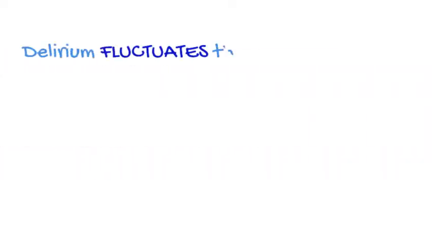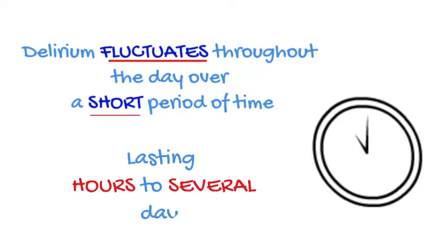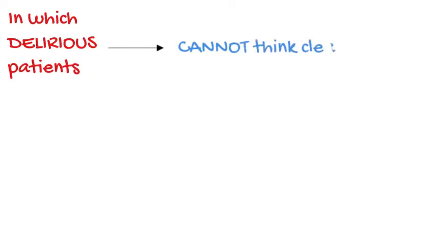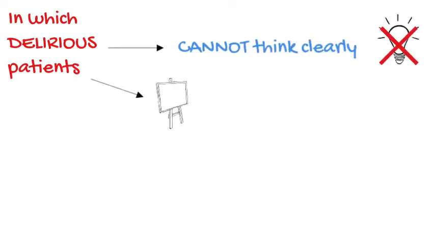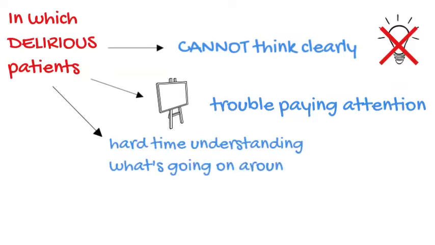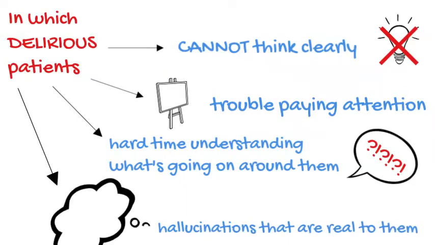It fluctuates throughout the day over a short period of time, lasting hours to several days, in which delirious patients cannot think clearly, they have trouble paying attention, they have a hard time understanding what's going on around them, and they have hallucinations where they hear and see things that aren't there but they believe it's true.